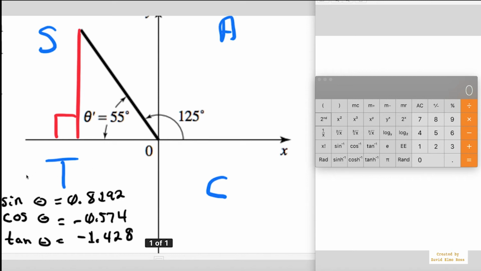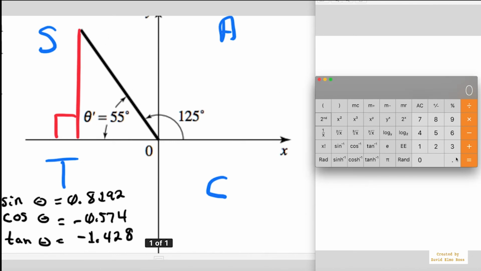However, what happens if we're given this information without any context of which quadrant it's in? For instance, if the sine is positive 0.8192, the cos is negative 0.574, and the tan is negative 1.428, how do we know where this angle is? Because it could be in any one of these four quadrants. Well, first of all, the sine is positive, which means it has to be either in quadrant 1 or quadrant 2. The cosine is negative, so it can't be here, and it can't be here. The tangent is negative, and tangent is positive here, so it has to be in the second quadrant.